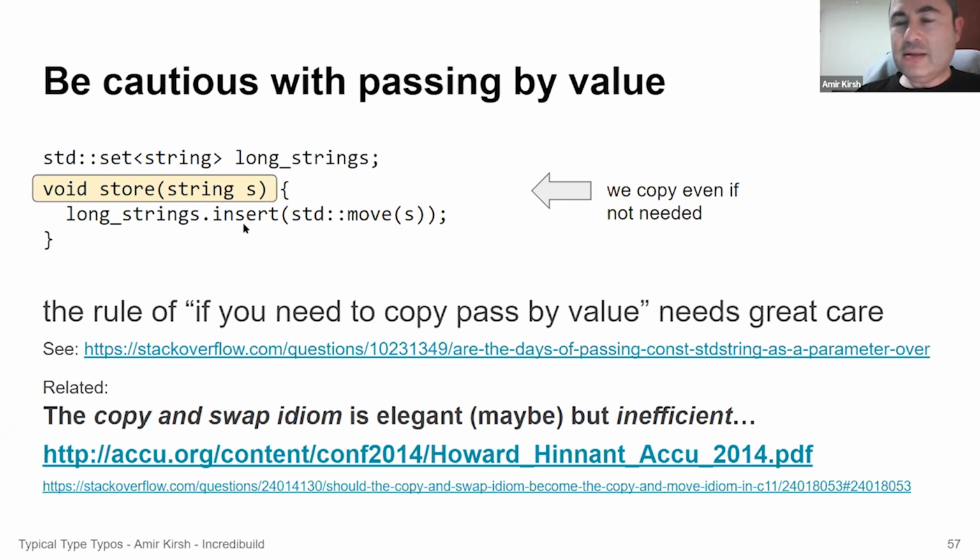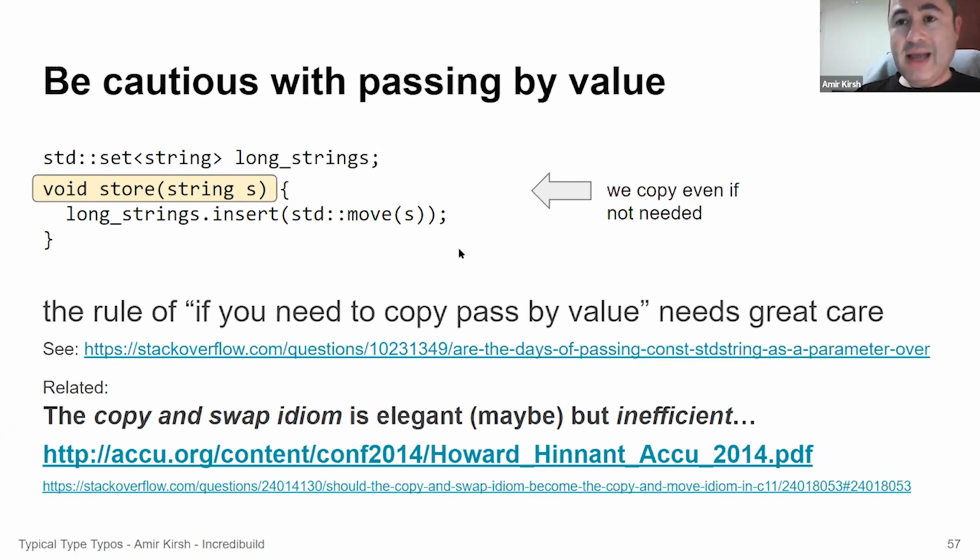I mean, insert in a set may find that, oh, I actually have this value in the set. So it means that I created the copy, even though I'm not using it. And if I would have created two functions, one for the L value, one for the R value, I would have achieved here better performance. There is a talk by Howard Hinnant on the topic.